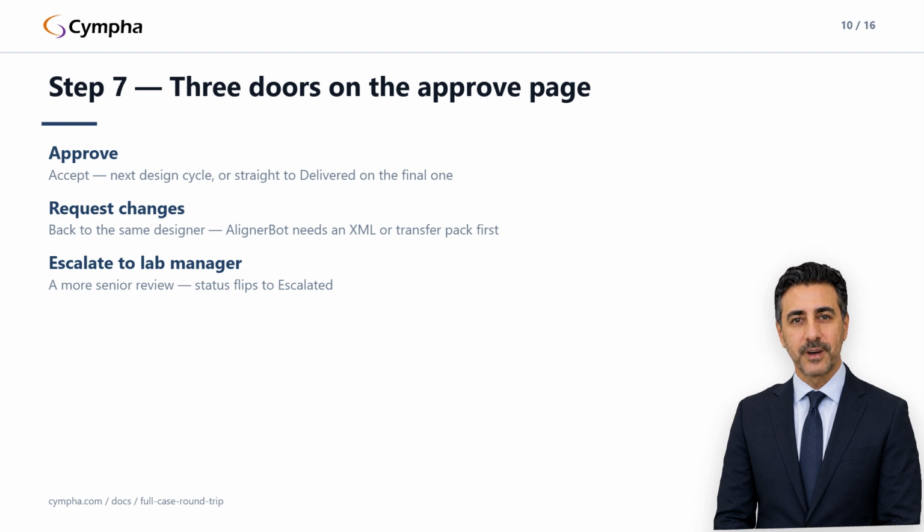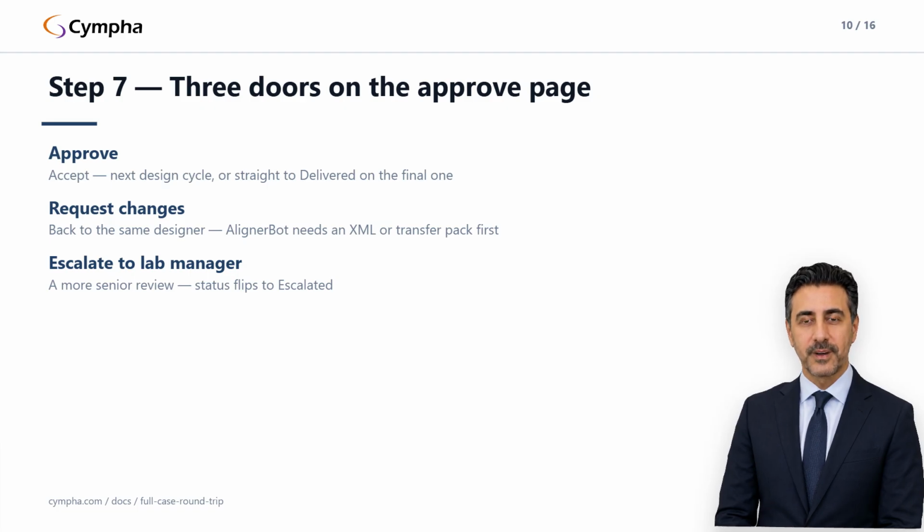On AlignerBot and Clear Aligner AI cases specifically, this button requires a structured file to be uploaded first, either an XML tooth position file, exported from Cympha Studio's 3D review, or a transfer pack from Guide Mia Ortho Plus. The reason is that free text instructions can't drive the planner, the AI needs actual tooth positions, not prose. The dialog itself points at those 2 valid artifact types, so you're not left guessing.